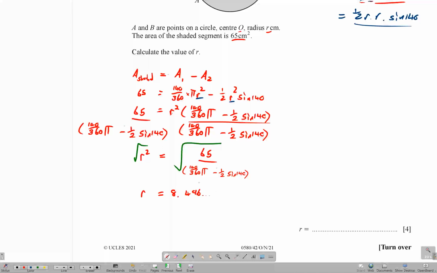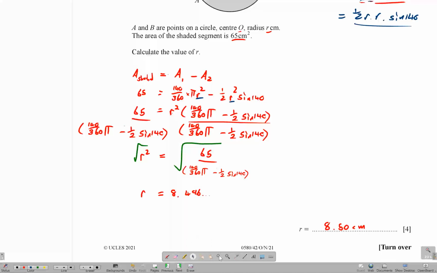And let's write it to three significant figures. So R is actually equal to 8.50 centimeters. This was centimeters squared, so this would be centimeters. Okay, and there we have it. Obviously, you could have put this directly into your calculator and then only divide by that. But I just like to work with fractions just to be as accurate as possible.